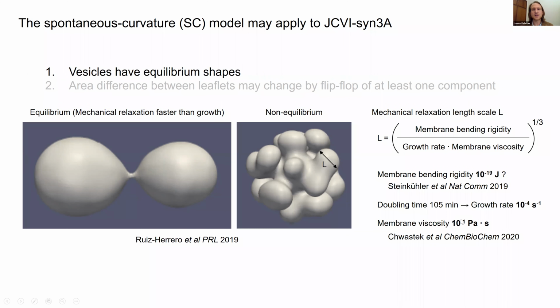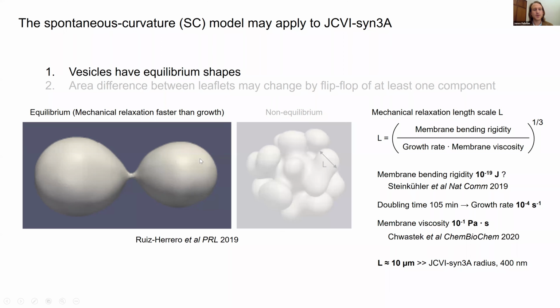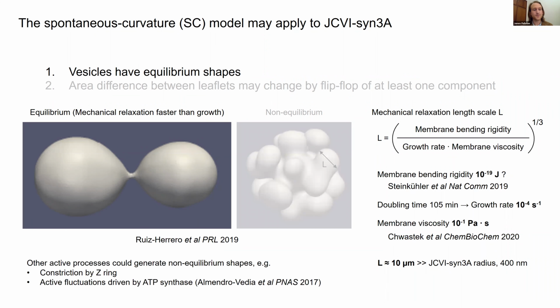And the value of that is 10 to the minus 1 Pascal seconds. So combining these three parameters, we can estimate a length scale of 10 microns. So in other words, these wrinkles would appear in a Syn3A cell that had a typical size of about 10 microns. But as Syn3A is significantly smaller than that, we can argue that Syn3A is likely in this regime in which mechanical relaxation is much faster than growth. And so that's consistent with the first assumption of the spontaneous curvature model.